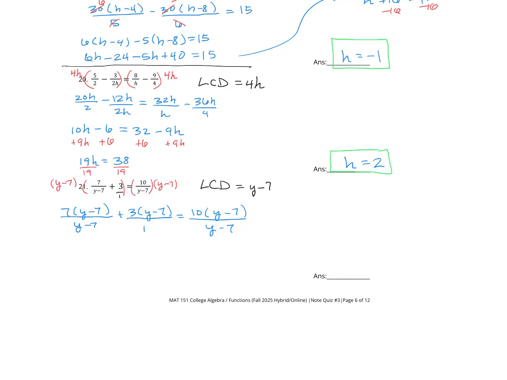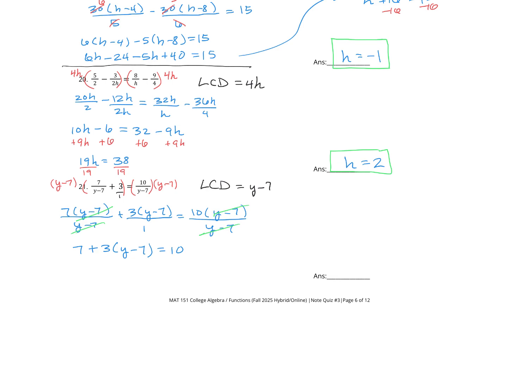Just like we said before, these fractions are now going to all cancel out. And we end up with, actually no, it's just plain old 7. My bad. That's just a plain old 7 from the first because the y minus 7s are gone. Then we get a 3 times y minus 7. And on the right, got a 10.